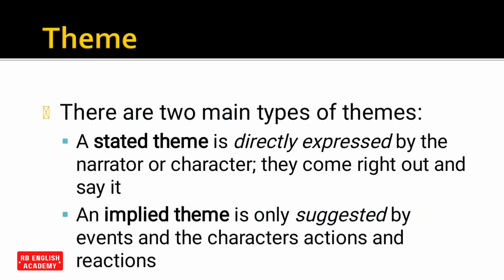There are two main types of themes. A stated theme is directly expressed by the narrator or character. They come right out and say it. An implied theme is only suggested by events and the characters' actions and reactions. So, the stated theme will be expressed by the narrator or character, and the implied theme is expressed through the events and characters' actions and reactions.